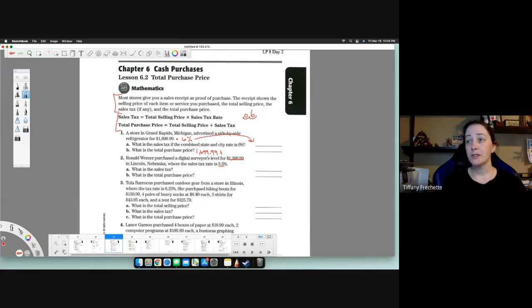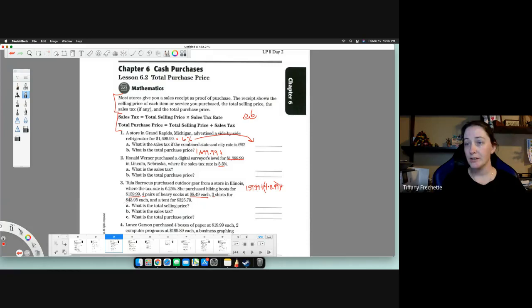So this person purchased hiking boots for $159.99. That's a flat $159.99. There's no each there. Now we have 4 pairs of heavy socks at $8.49 each. So we need to make sure that when we add this together, we have 4 times $8.49, like this. So this is our hiking boots. Here are our socks. And then we're going to keep adding from there.